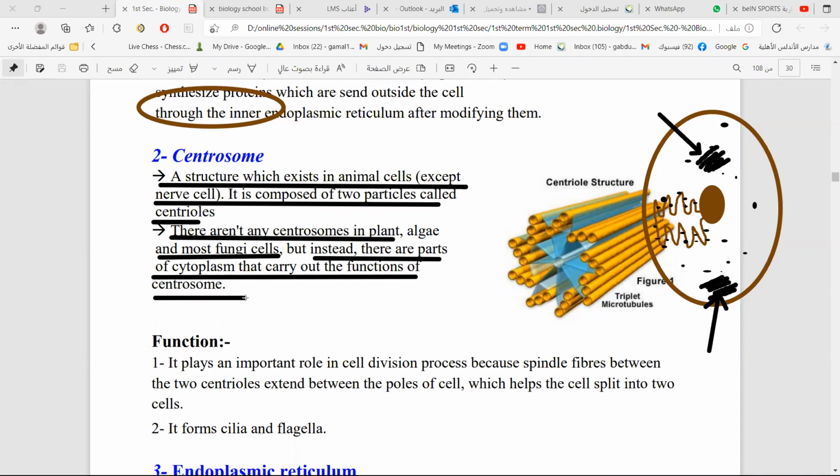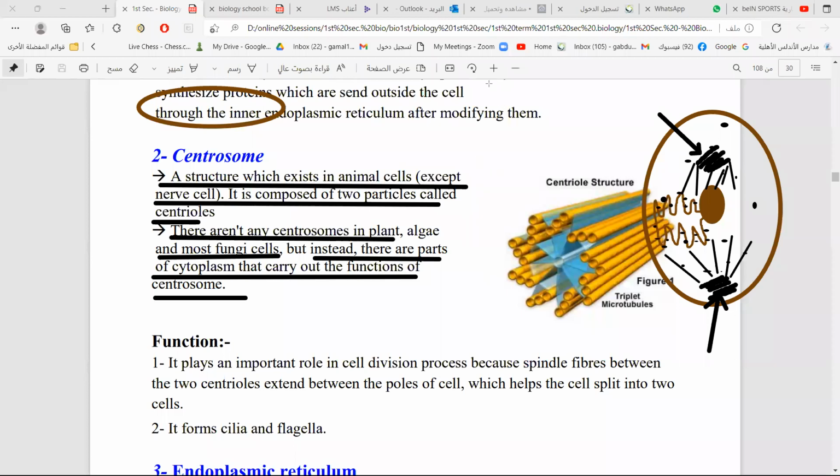The function of the centrosome is production of what? Producing the spindle fibers during the cell division. They make the spindle fibers to help in cell division. They attach to the chromosomes to make the division of the cell. So their function is production of the spindle fibers.